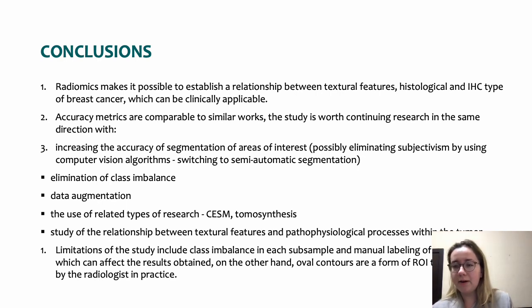The work shows that radiomics makes it possible to establish a relationship between textural features and the histological type of breast cancer, which may be clinically applicable in the future, taking into account the presence of class imbalance as well as inaccurate graphic marking in the form of ovals, into which a lot of probably unchanged parenchyma falls. It is worth continuing research in this direction, aiming at improving the quality of segmentation and data augmentation.